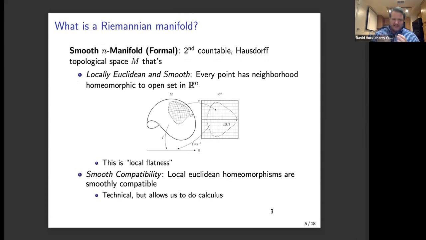Now, more formally, a Riemannian manifold is the following. It's a second countable Hausdorff topological space. We don't care about that so much. Very technical stuff. We'll brush that under the rug. What we really care about is that it's locally Euclidean and smooth. So we have these flat neighborhoods that piece together nicely. This is that local flatness condition. And we have that smooth compatibility of the transition between these flat parts. It's technical, but it's what allows us to piece together notions of smoothness and gives us this idea of smooth functions and smooth measurement of lengths of curves and angles.